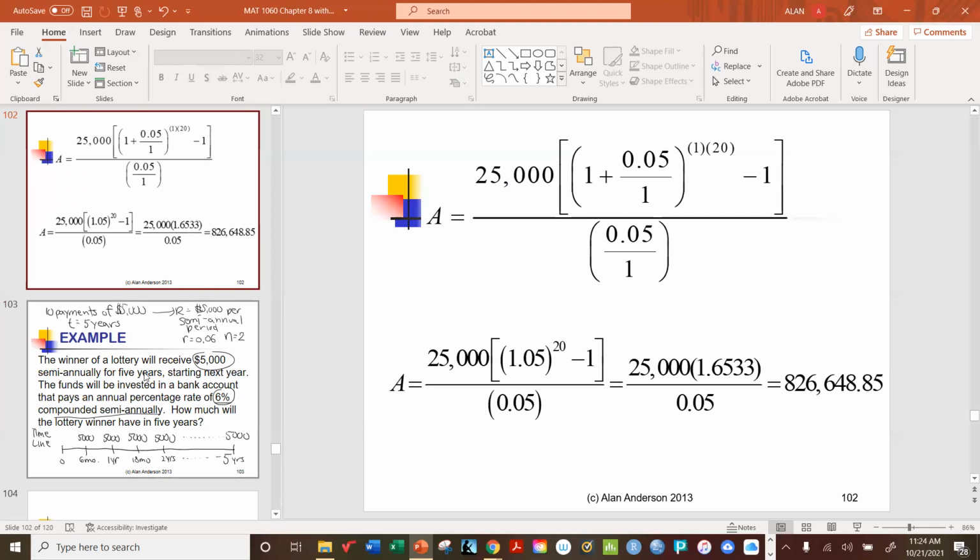Now, what about, let's say, here's another one. Actually, let me give you a minute to catch up. And then we'll try another one where the compounding frequency is not once a year.